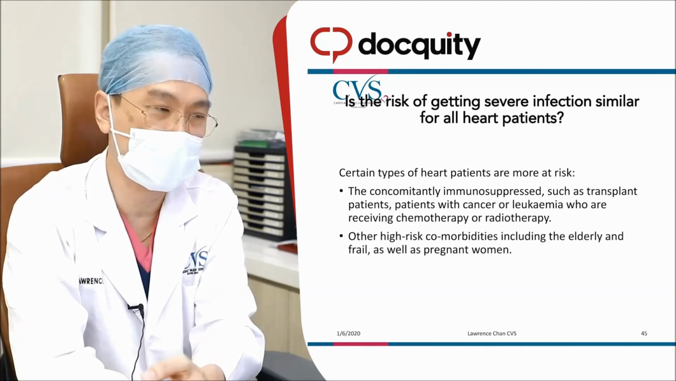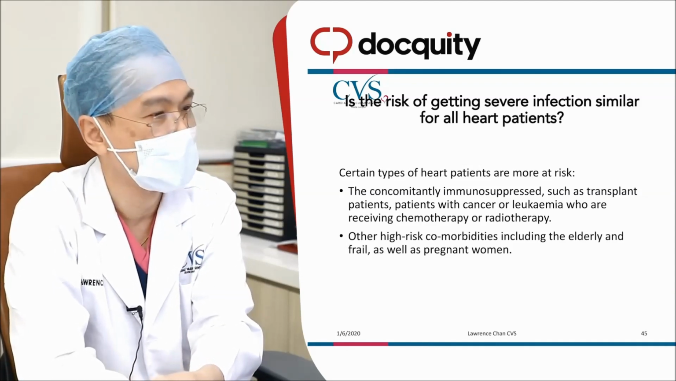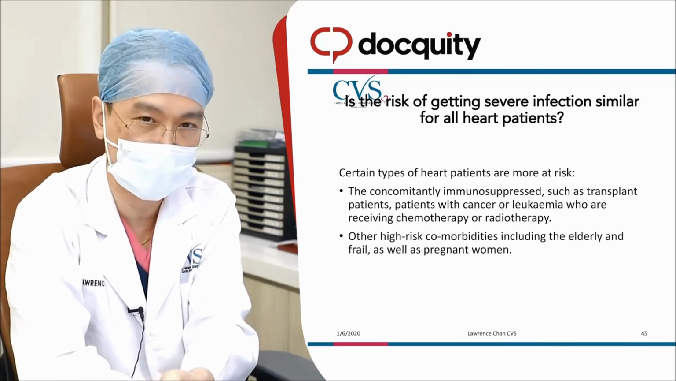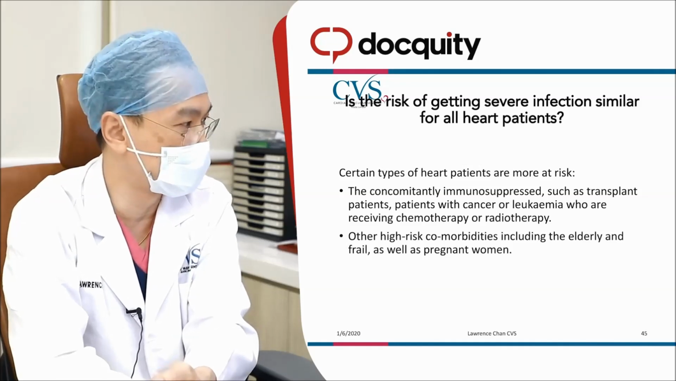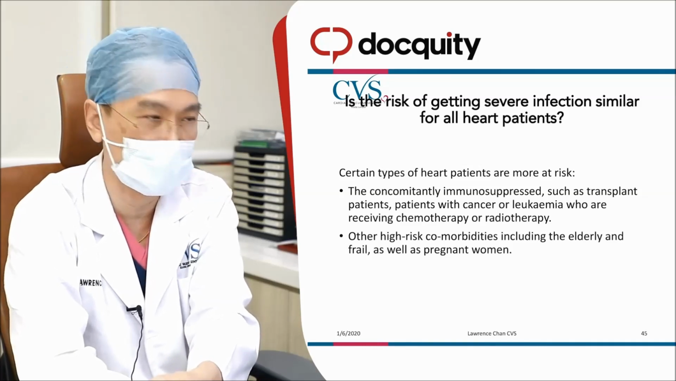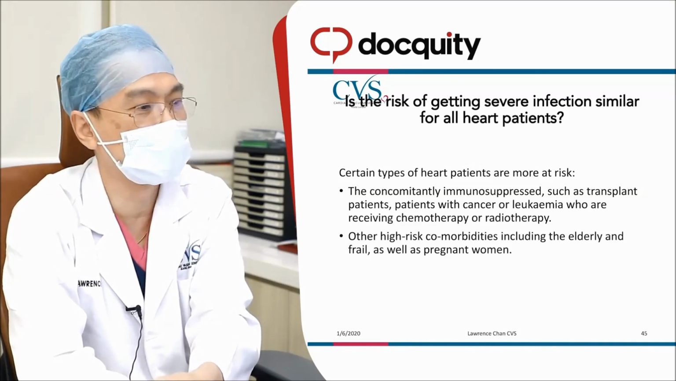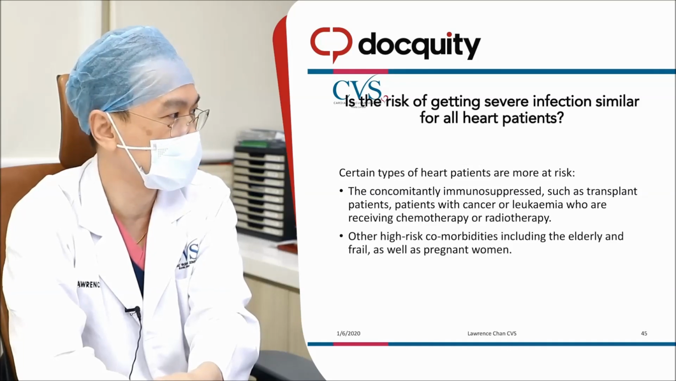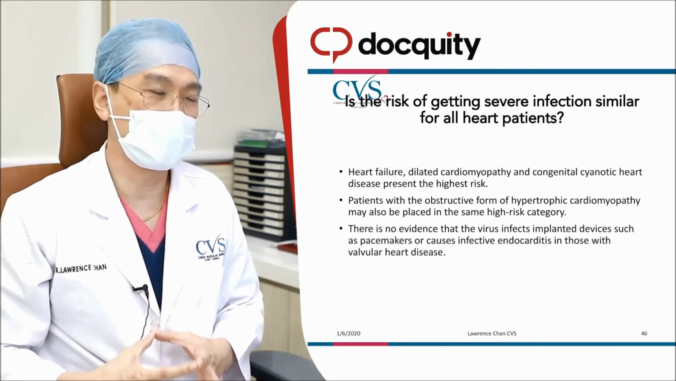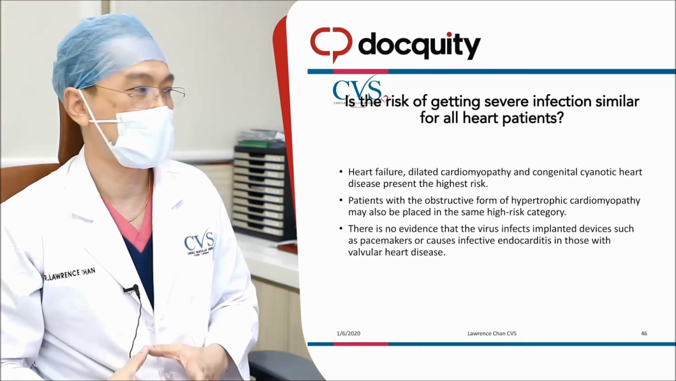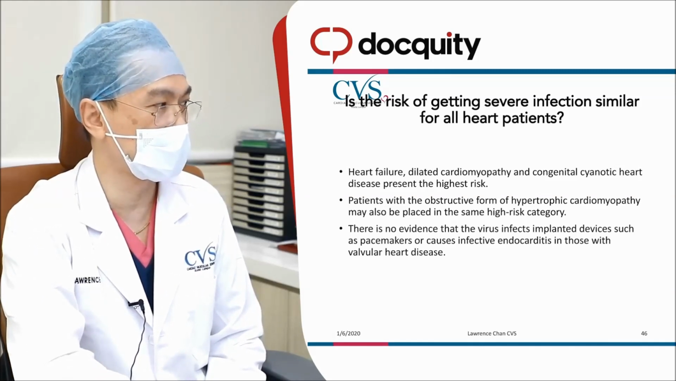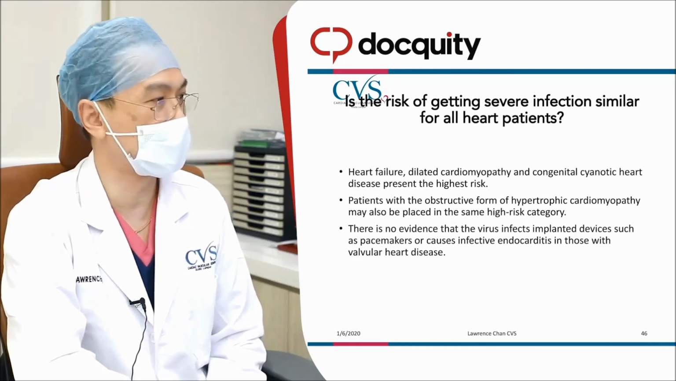Those who are immune suppressed, such as cardiac transplant patients, and also those who are getting treatment for cancer or leukemia, would be at risk because they're immune suppressed. Those, as we said, who have other comorbidities, especially being older or being pregnant, will have more risk. The specific heart conditions that may have higher risk compared to other heart problems would be especially heart failure and dilated cardiomyopathy. Those with congenital cyanotic heart disease also are at highest risk.